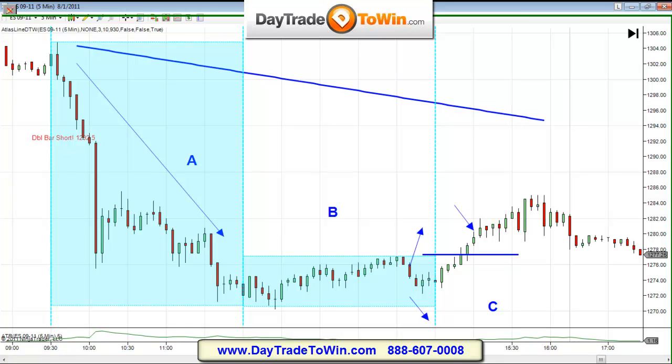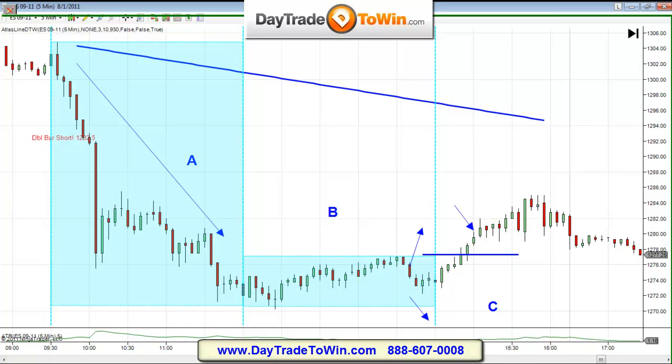Harold, NASDAQ, DAX, Russell, currencies, crude. You've got to be careful though, because some of these markets open earlier than the E-mini, so the time stamp won't be 9:30. Currencies open a little bit earlier, but I would still stick to about 9:30 as far as A. Crude opens a little bit earlier as well.